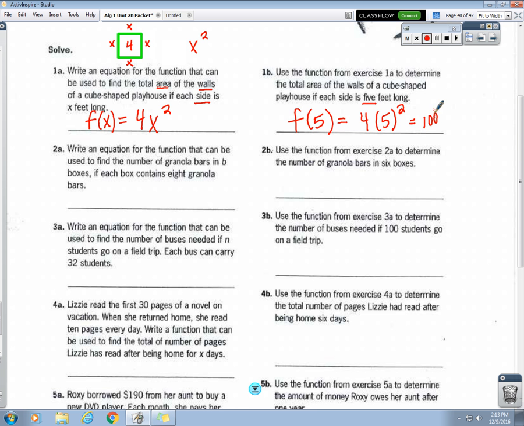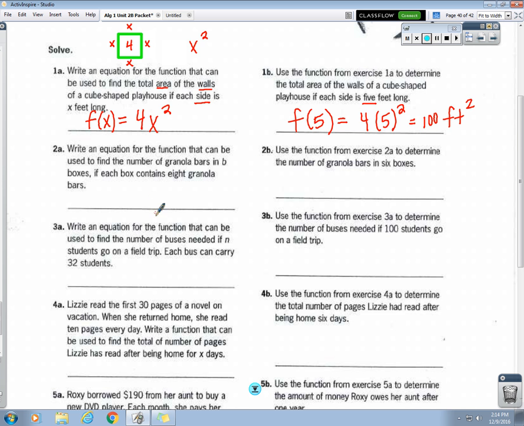100. 5 squared is 25, not 10. And when you multiply 25 by 4, you get 100. So 100 square feet. Now, just remember you got to do order of operations, exponents first. What if they had wanted you to do all 4 walls and the ceiling and floor? What would have been different about this formula? Right, this would have been a 6, because the floor and the ceiling would have been 2 more, so you would have multiplied it by 6 to find the area of the entire cube.